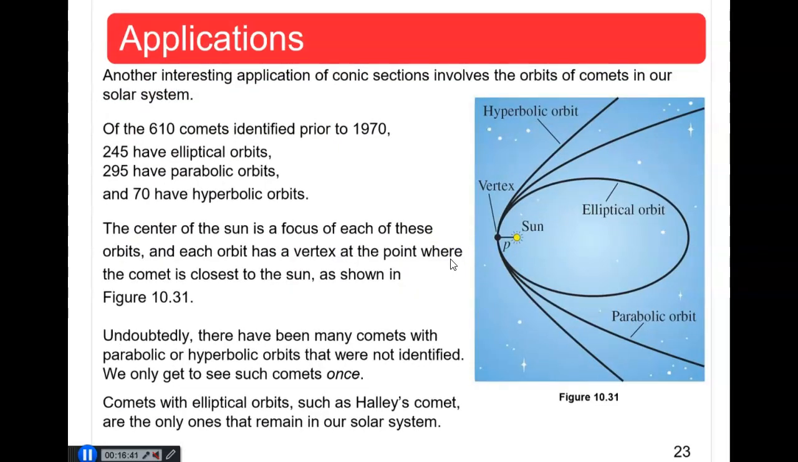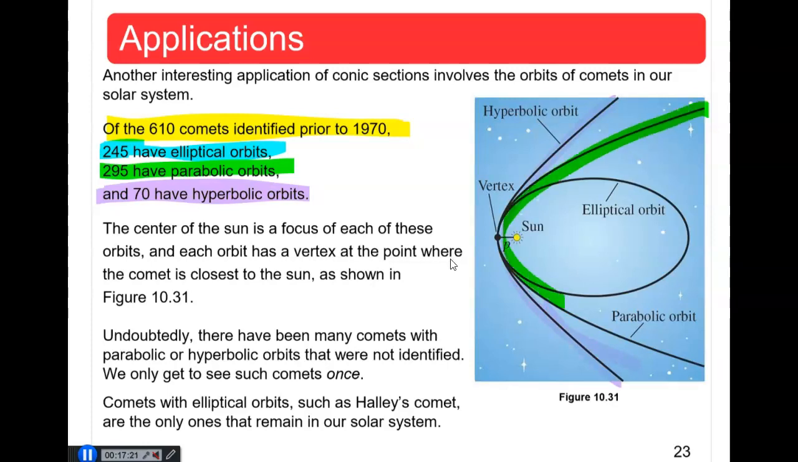So another interesting application of conic sections involves orbits of comets in our solar system. And not all of them go in a circular or elliptical way. Some of them have parabolic or hyperbolic orbits. So out of all these comets identified prior to 1970, 240 had an elliptical orbit, 295 had a parabolic orbit, and 70 had a hyperbolic orbit. You could see those represented here. That's a hyperbolic orbit. And then here we have the parabolic. And then we have the elliptical orbit.